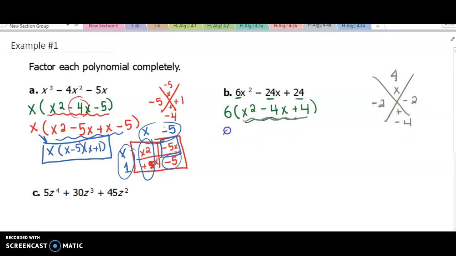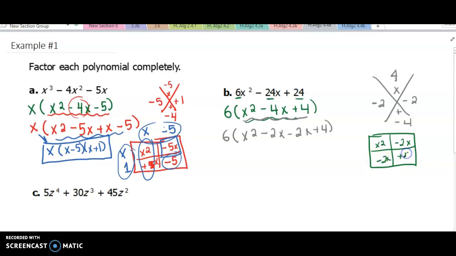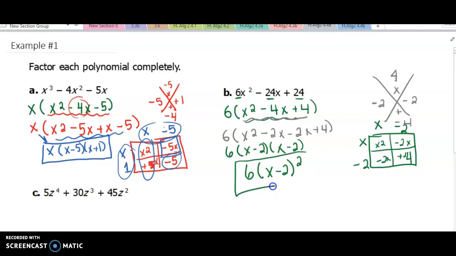So I can change this here to just x squared minus 2x minus another 2x plus 4. Okay, and then if I go ahead and put this in the box, I have x squared minus 2x minus 2x plus 4. And so I can factor an x and an x. This is x, this has to be a -2, and this has to be a -2, so this is just 6 parentheses, x minus 2, x minus 2. And then if I simplify that one step further, this is 6, x minus 2 squared. So that would be b in fully factored form. Okay, now I want you to go ahead and try C on your own. Pause this video, try C, and then we'll go over it.